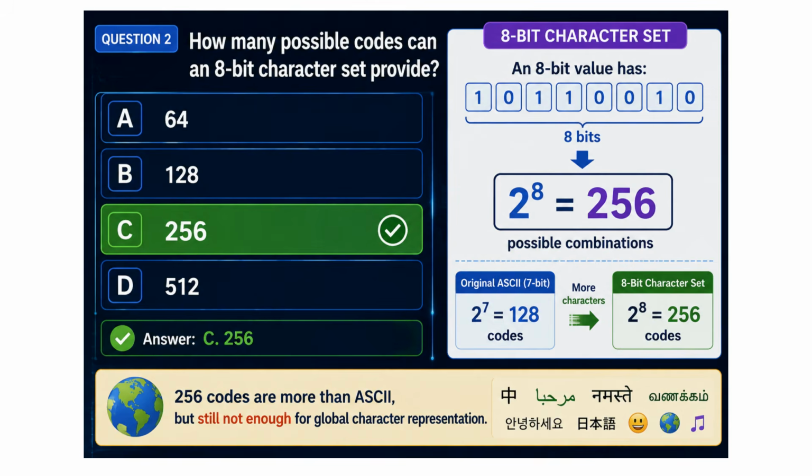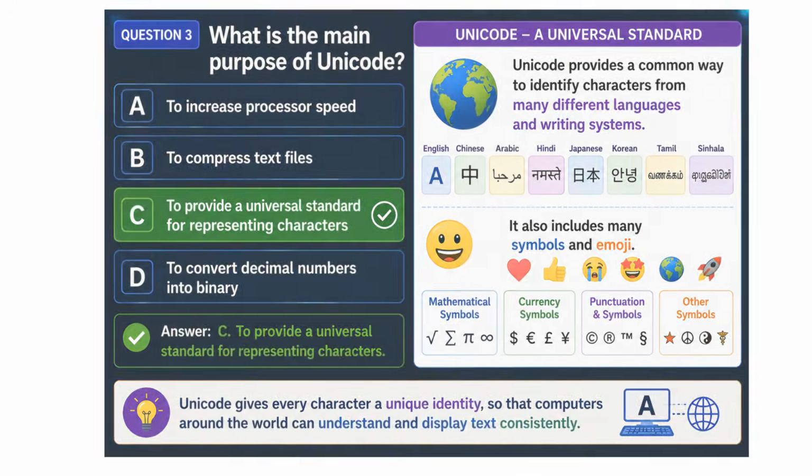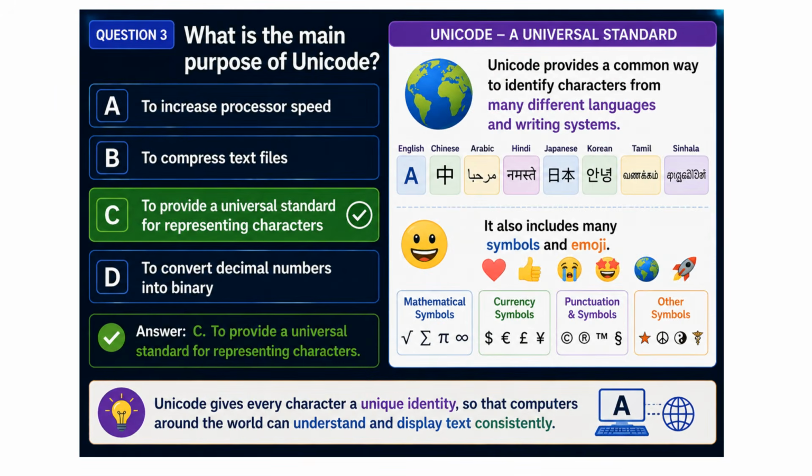This is twice the number available with original 7-bit ASCII. However, even 256 codes are still not enough to represent all the characters used in writing systems around the world. Therefore, the correct answer is C. 256.